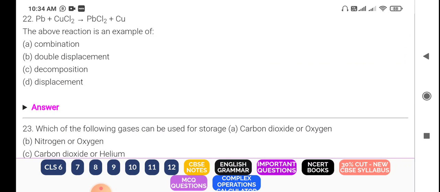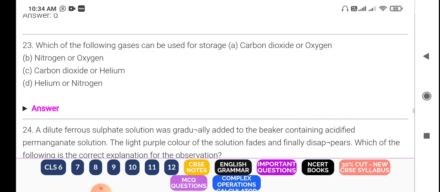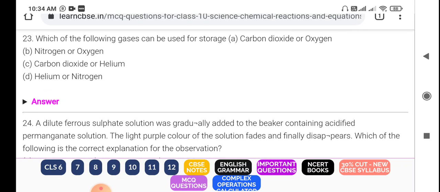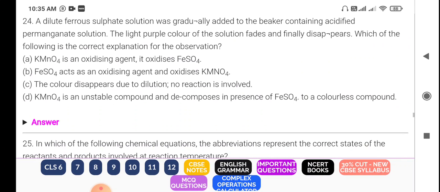22nd question. Lead plus cupric chloride. So it will be a displacement reaction. So lead chloride plus Cu. The above reaction is an example of a displacement reaction, D. 23rd. Which of the following gases can be used for the storage? Carbon dioxide or oxygen, nitrogen or oxygen, carbon dioxide or helium, and helium or nitrogen. Okay, so the answer is D, helium or nitrogen.